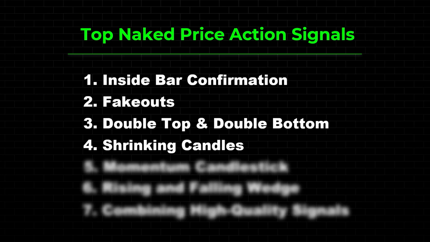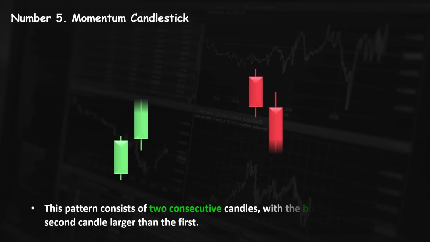Number 5. Momentum Candlestick Pattern. The momentum candlestick pattern consists of 2 consecutive candles, with the body of the second candle larger than the first. The psychology behind this pattern suggests that strong momentum is entering the market, signaling a continuation in the same direction for the price. This pattern is most effective when the larger candle has no wick on top, indicating that buyers were pushing until the last moments of the candlestick period.